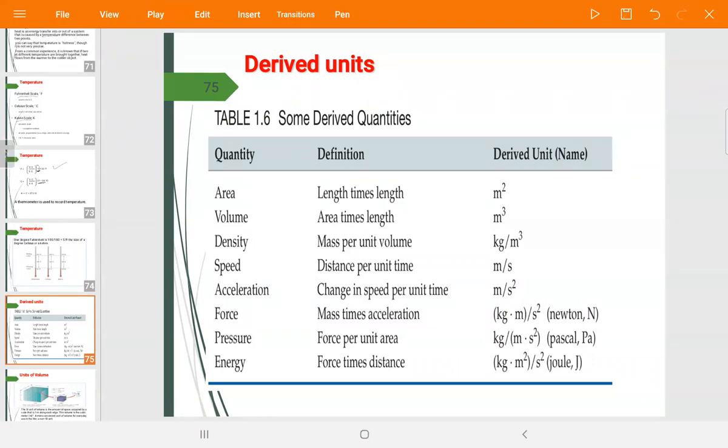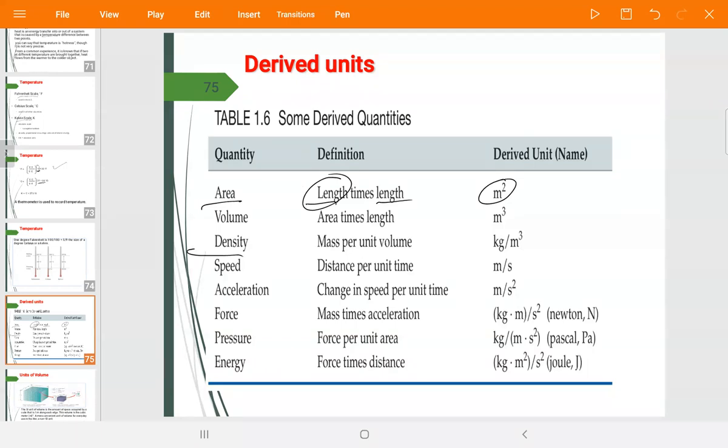When I say derived quantities, we mean that they are either a multiple or division of the fundamental units. Take, for example, area. Area can be found by multiplying length times length, right? So meter square is the unit. This is a multiple of two fundamental units, length times length. So this is a derived unit.